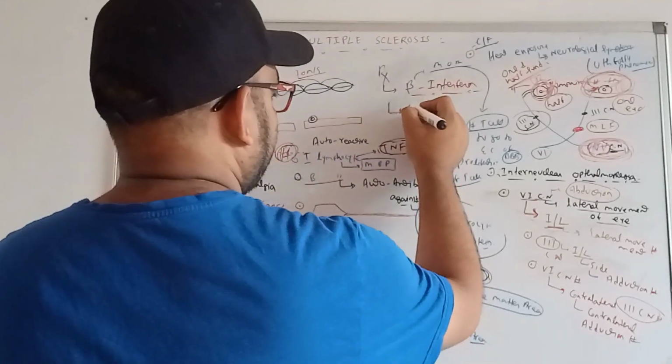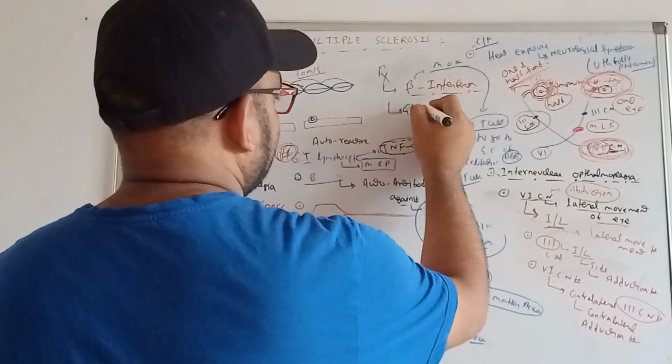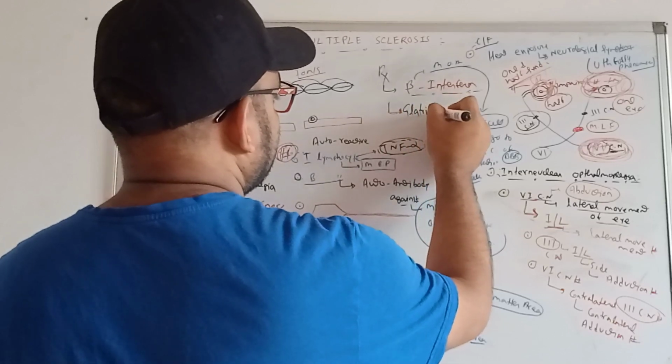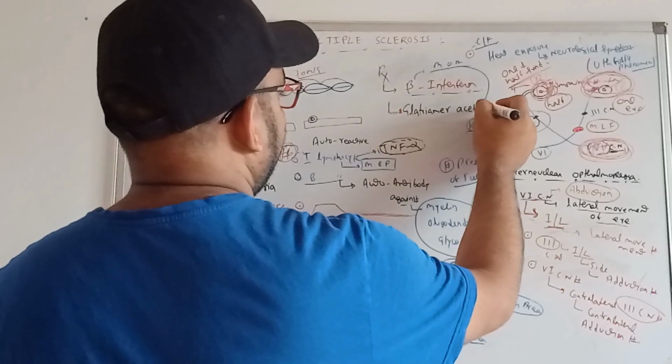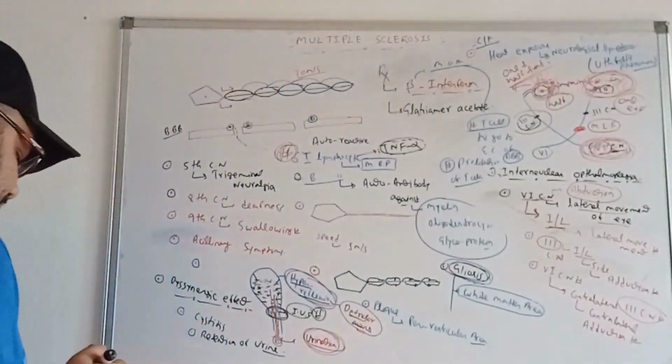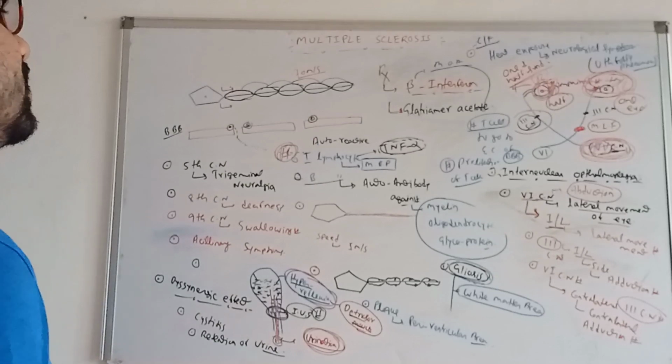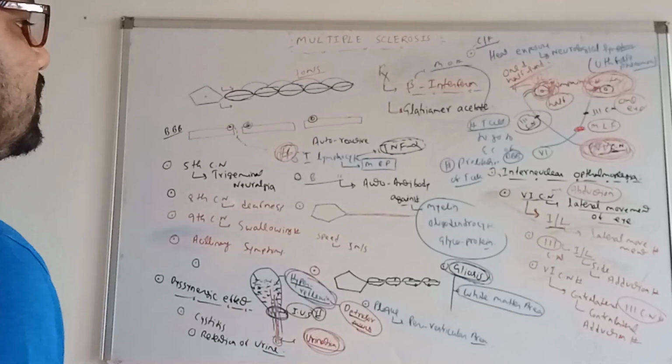The second line drug we can use is glatiramer acetate. Glatiramer acetate is a combination of different kinds of amino acids, such as lysine and leucine.